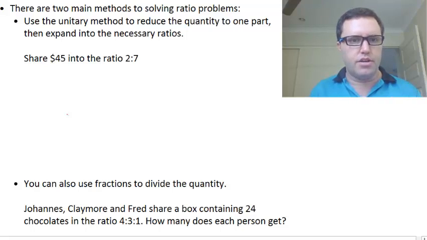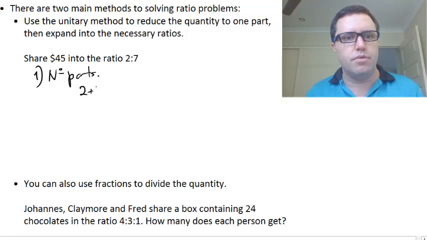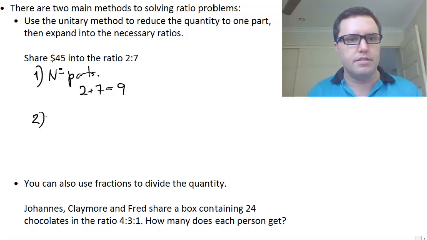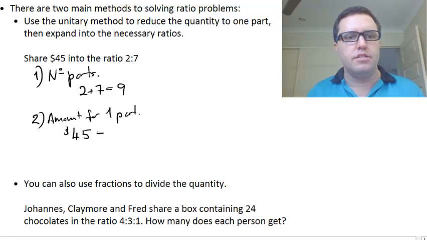First we're going to share $45 into the ratio of 2:7. Our first step is to find the number of parts. So 2 plus 7 is equal to 9. So there's 9 parts all up. Second, we find the amount for one part. $45 divided by 9 is $5.